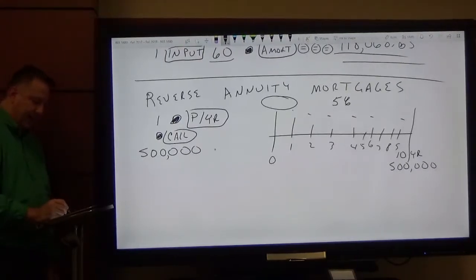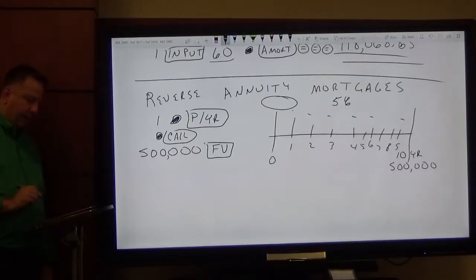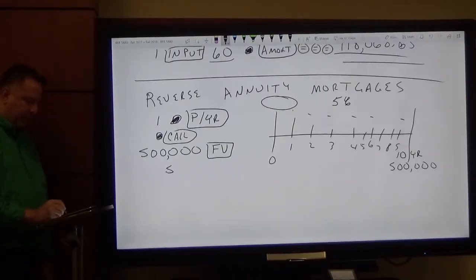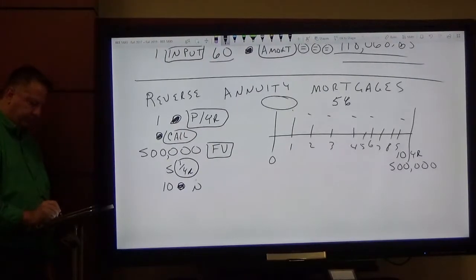We put it as positive or negative, either way is fine for our purposes, all right? But we're also going to have to make another adjustment here in a minute. I'm going to do it one way and then I'm going to show it to you a different way. All right, and we're going to say 5%, and this is going to be for 10 years. And so we're going to be solving for payment.